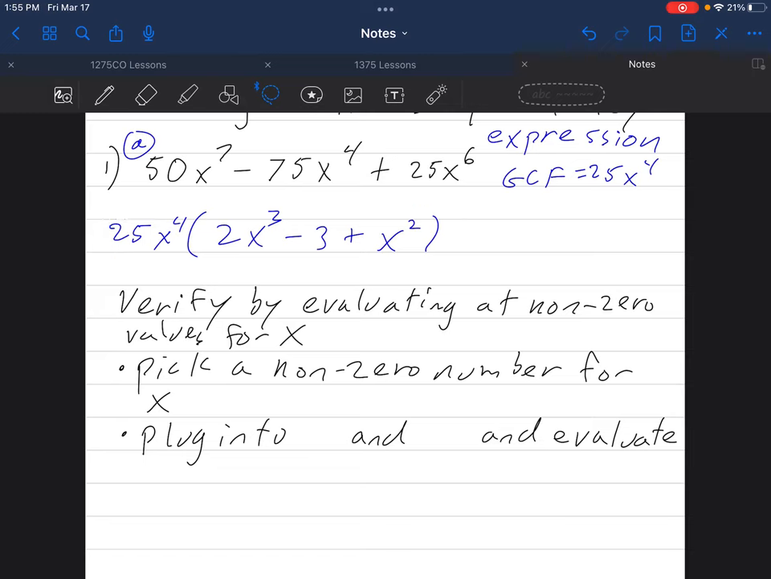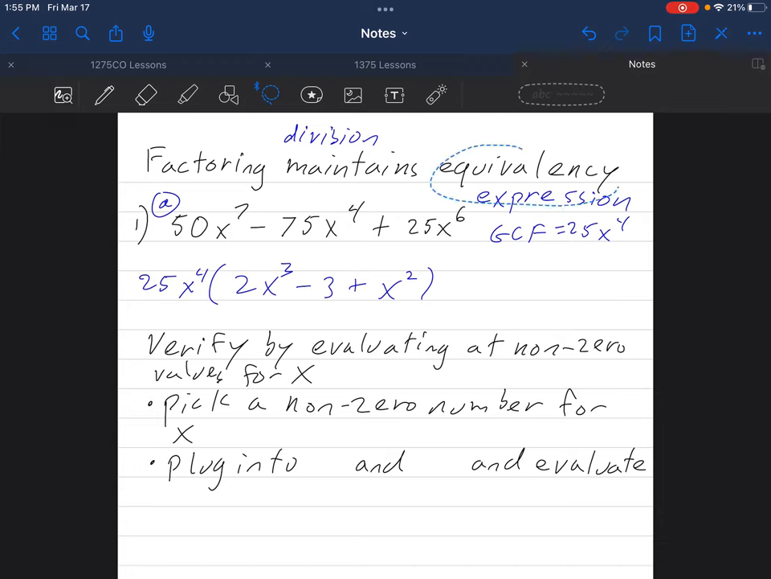And 6 minus 4 is equal to 2. So again, factoring maintains equivalency. That means in this expression, which I'll call b, these are mathematically equivalent. That means that if we choose a number for x and plug it in and evaluate it, we're going to get the same thing whether we plug it into a or b, and let's verify that.